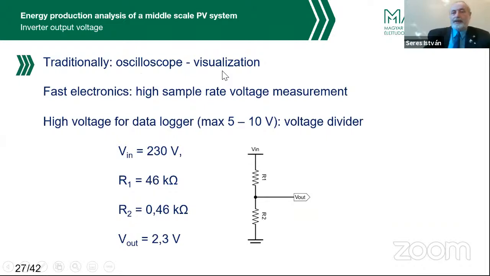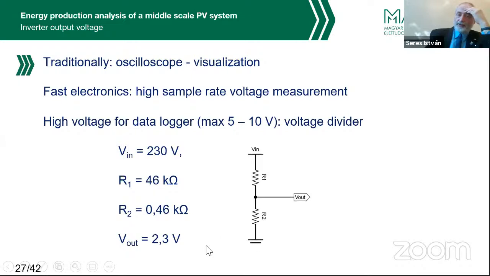So with students, we were using high sample rate voltage measurement with data loggers. But the problem is that these data loggers can generally accept a maximum of 5 or 10 volts as input voltage. So we were setting up a voltage divider, two resistances connected serially. And from physics, you know that in the case of serial connection, the voltages on the resistances are proportional to the resistances.